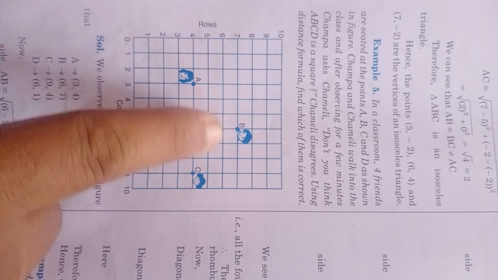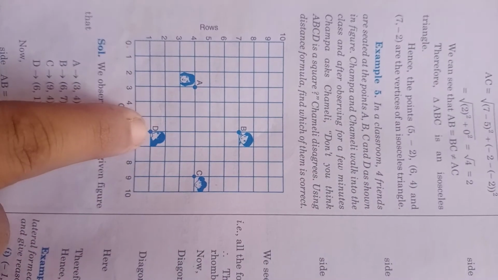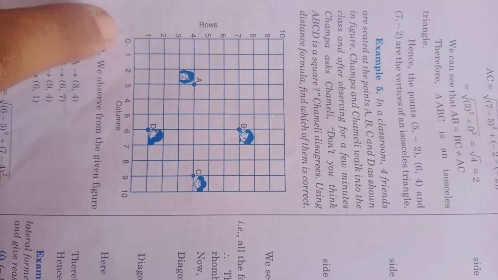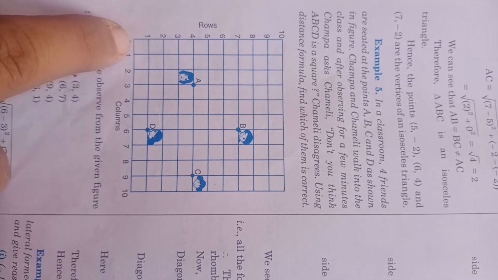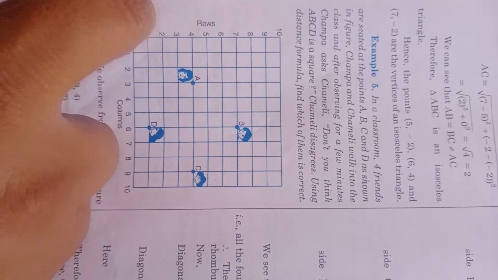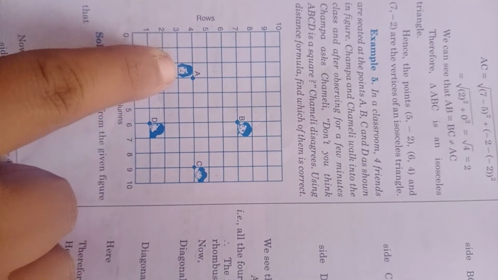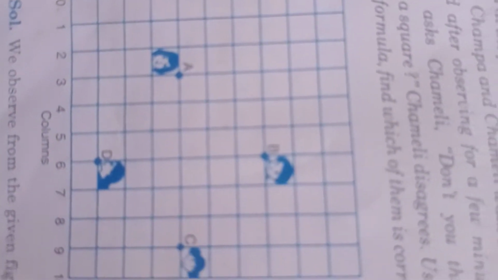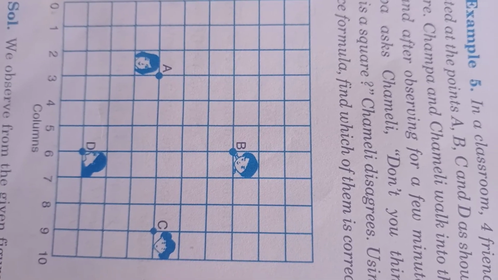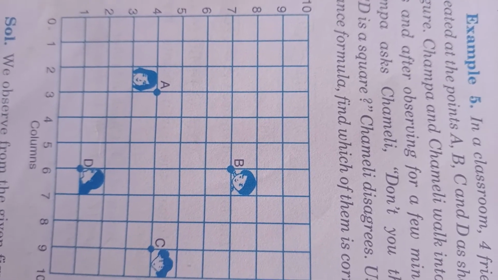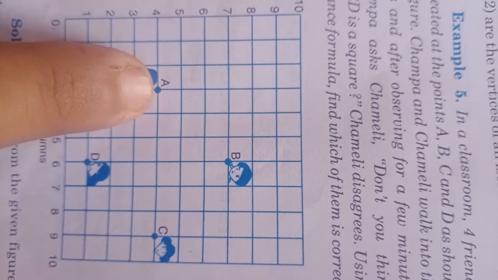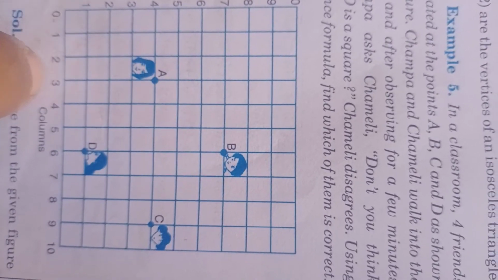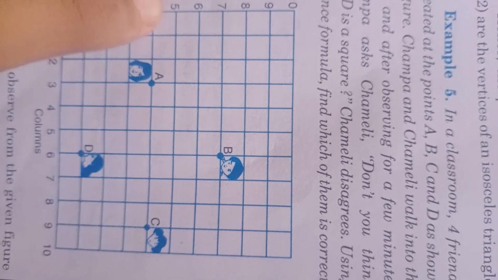Here are A and B and C and D in a Cartesian system. This point is the origin 0, 0, this is the x-axis and this is the y-axis. They are not given the values of A, B, C, D, so first we have to find the coordinates. This is A. The values of A are 3, 4.